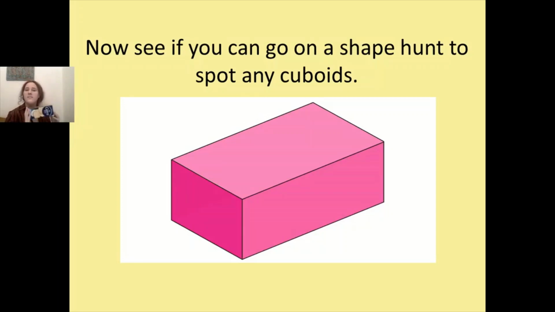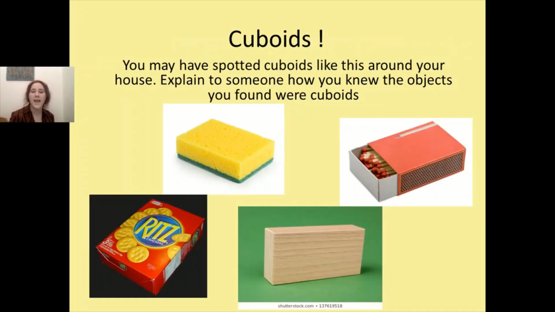So you might have spotted this, or maybe you spotted something else. Now, something that I did spot, which was far too big to pick up and show you all, was my fridge. So maybe you spotted something like that too. Or you could have spotted a sponge, maybe a matchstick box, another type of box which some food could have come in, or a block in your home.